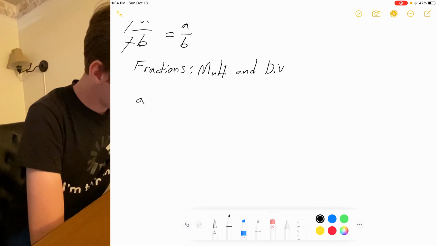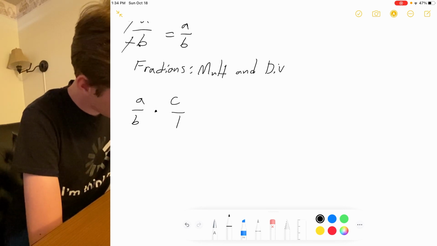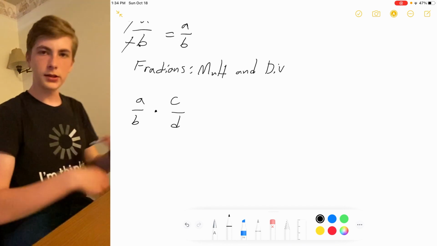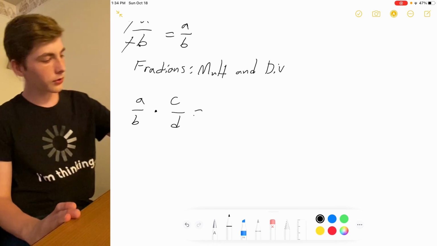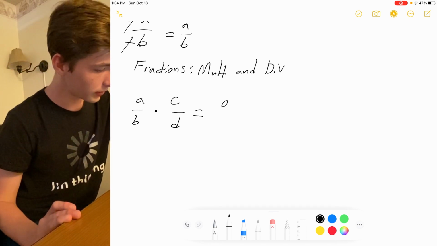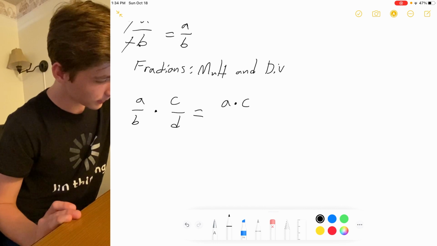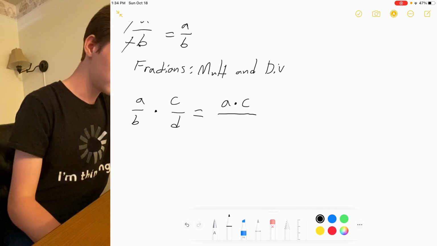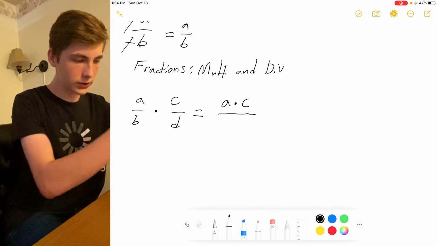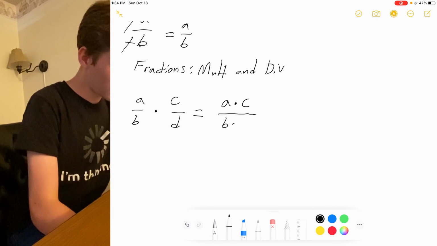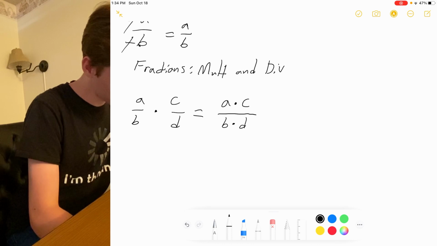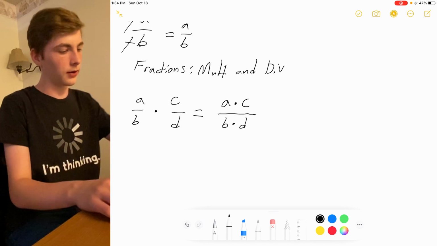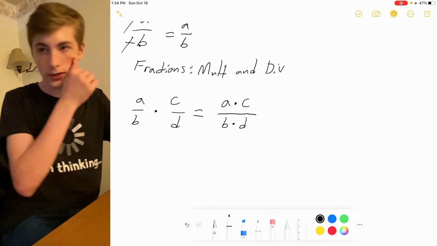When we multiply two fractions, so let's say a over b times c over d, it's a super simple process. All we're going to do is say a times c. We multiply the numerators, keep that fraction line, and then we multiply the denominators under it. That's all.